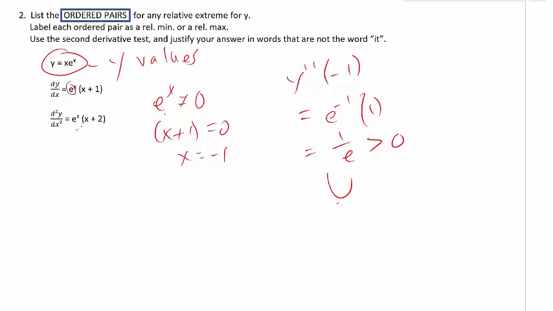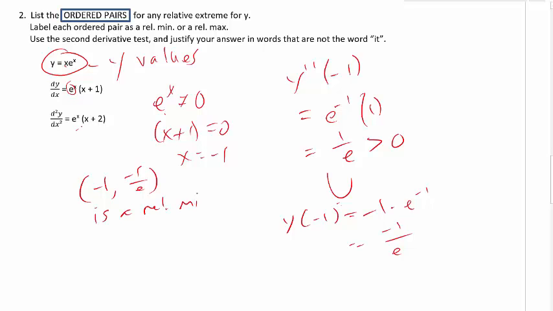So we can say, oh, then we've got to plug the negative 1 back into the original. Plugging negative 1 into the original function gives you negative 1 times e to the negative 1, negative 1 over e for your y value. So our final answer would be negative 1 comma negative 1 over e is a relative min for y, because y prime of negative 1 is 0 and y double prime of negative 1 is positive.